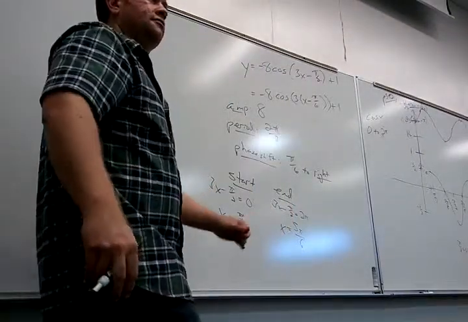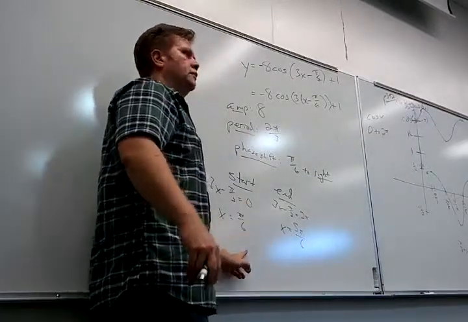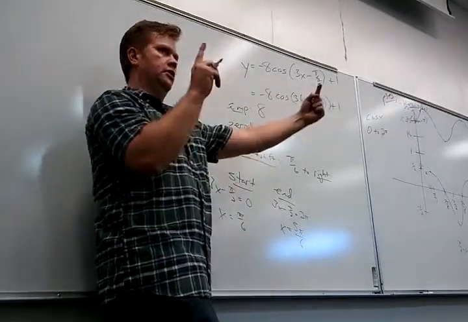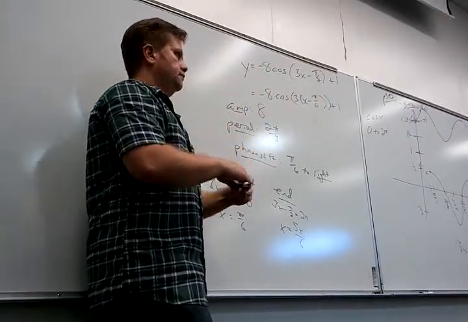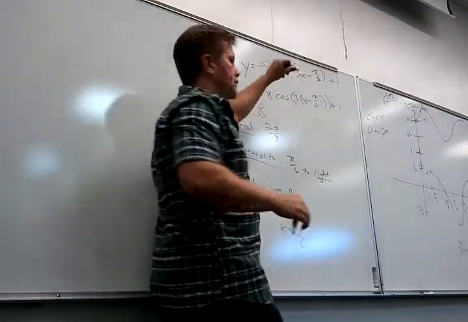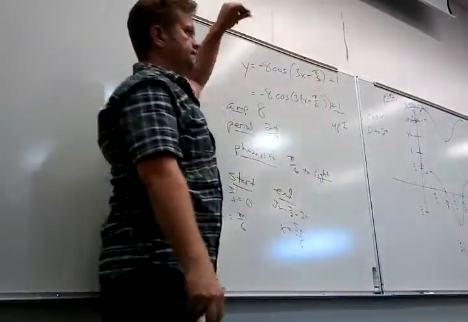Is my period correct? These are 4 pi over 6 apart, which is 2 pi over 3, so a period is in between those two. Cool. And then, of course, one last thing you can tell me.